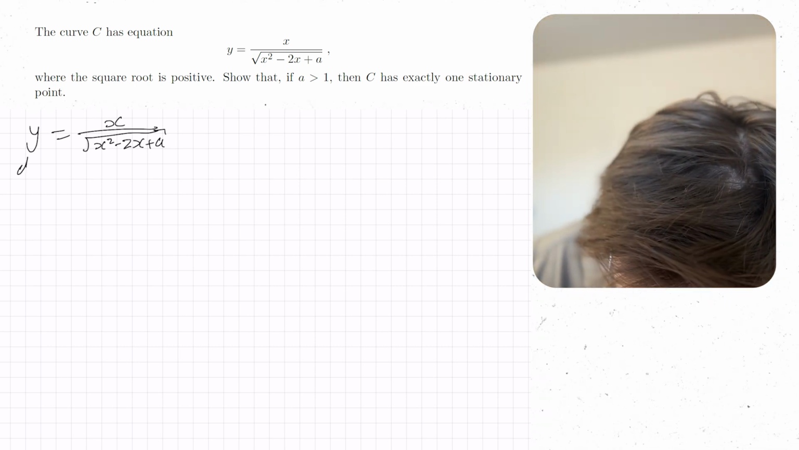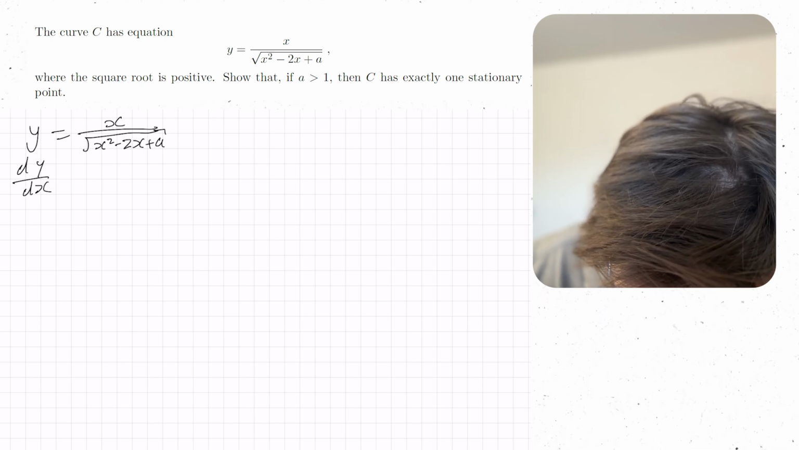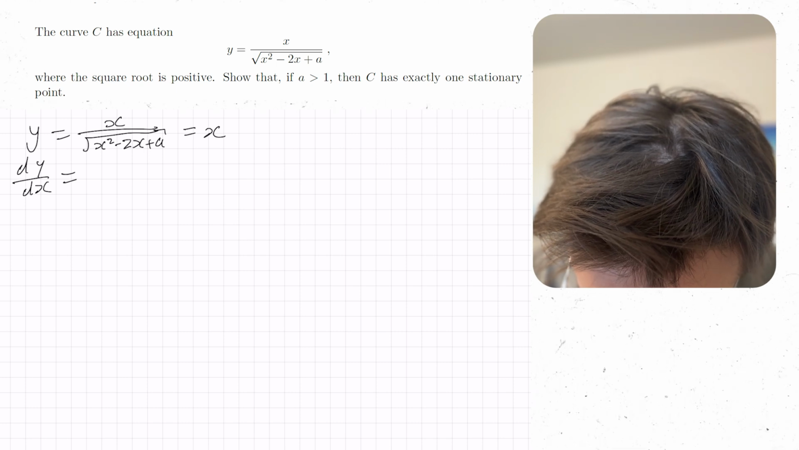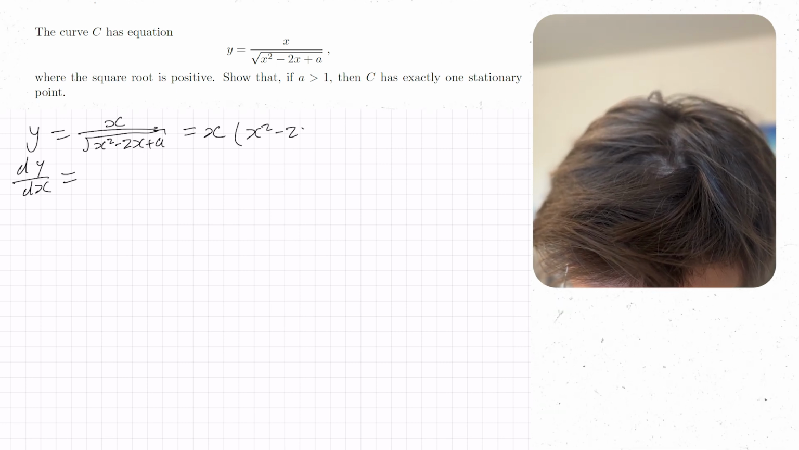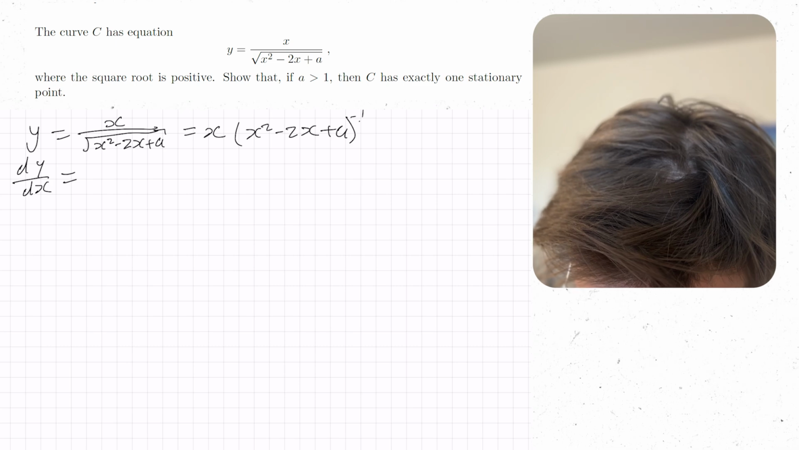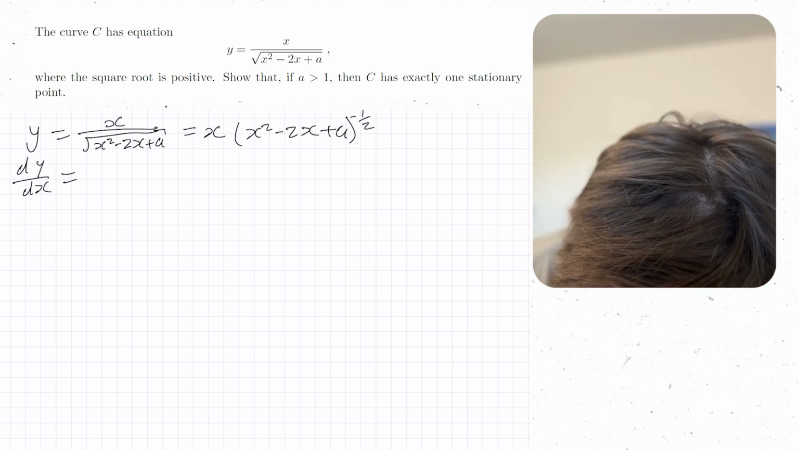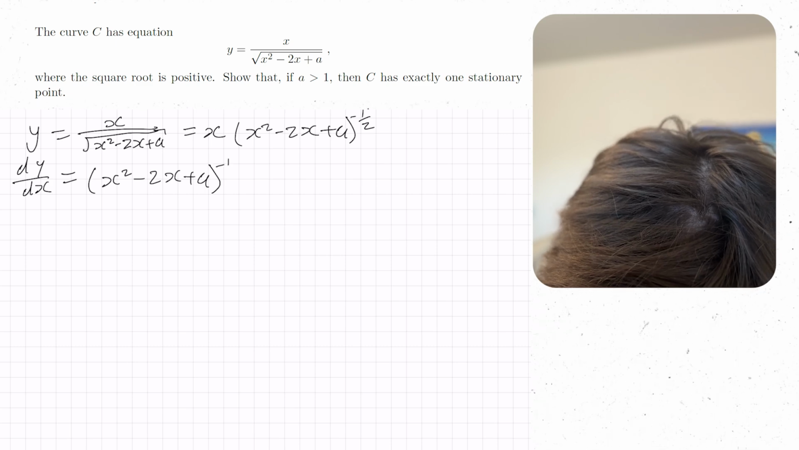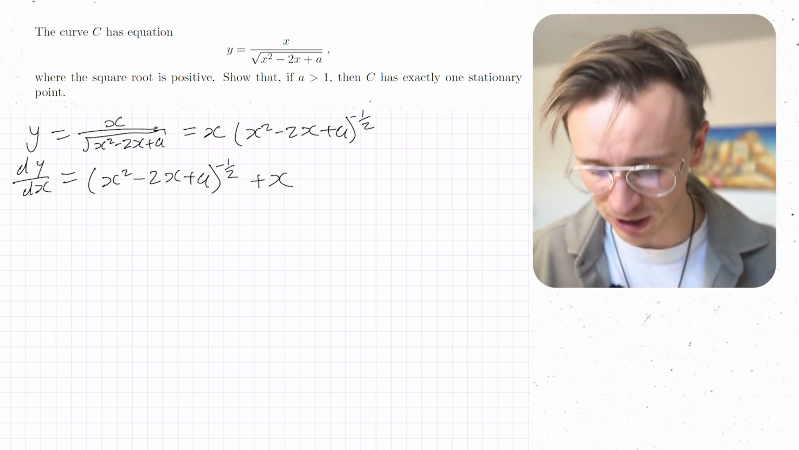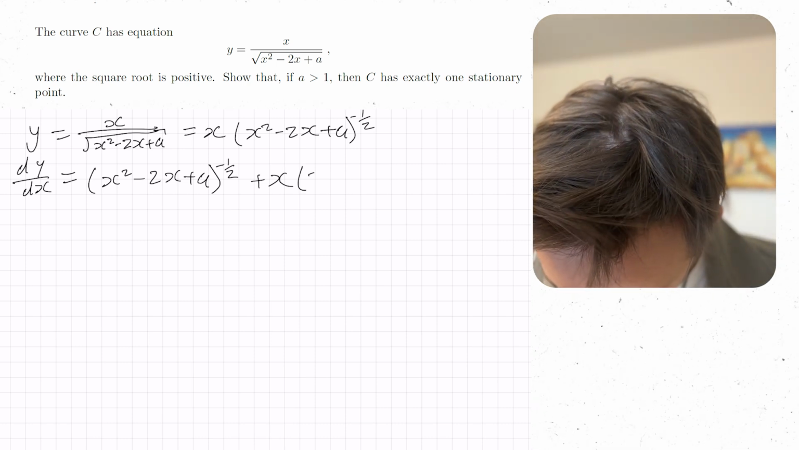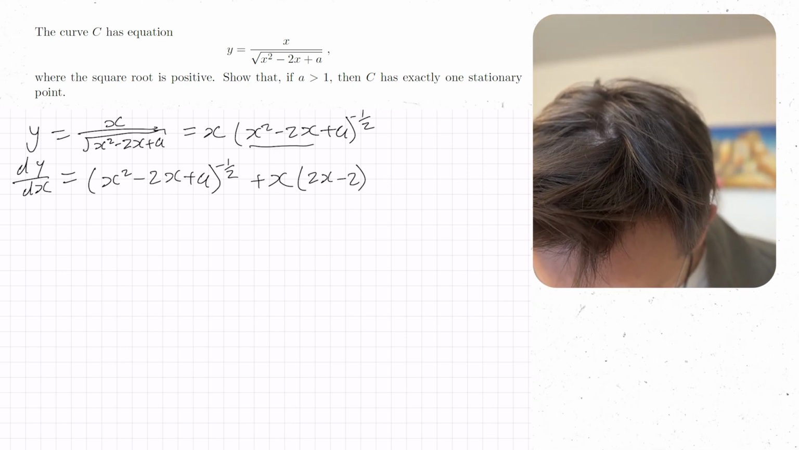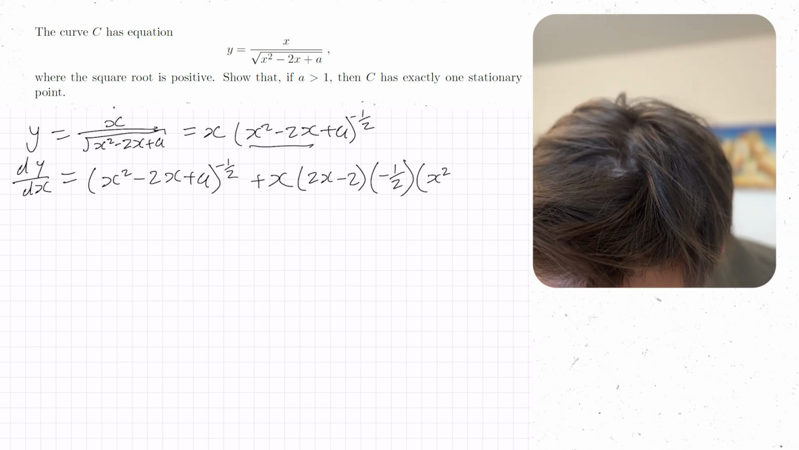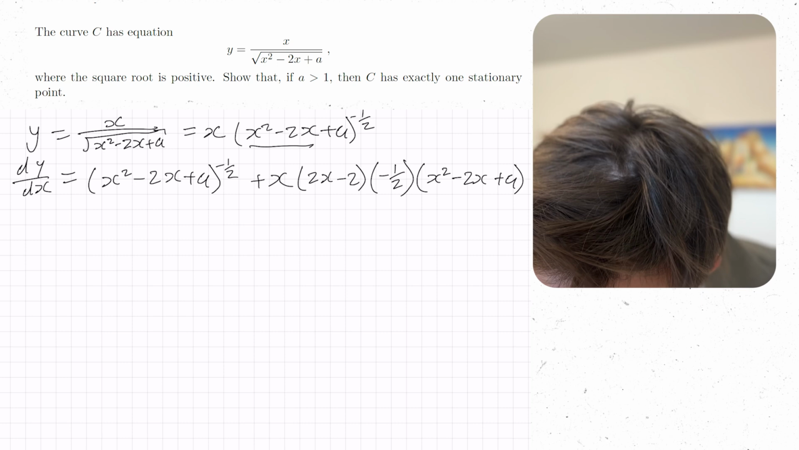So we need to do dy by dx. And to do that, I'm going to use the product rule by rewriting the equation as x times x squared minus 2x plus a all to the power of minus a half. Then doing the product rule, you have x squared minus 2x plus a all to the power of minus a half plus x. And I'm going to need to use the chain rule for this bit because I'm going to get out 2x minus 2 from the inside. Then a power comes down to get minus a half, and then x squared minus 2x plus a all to the power of minus 3 over 2.